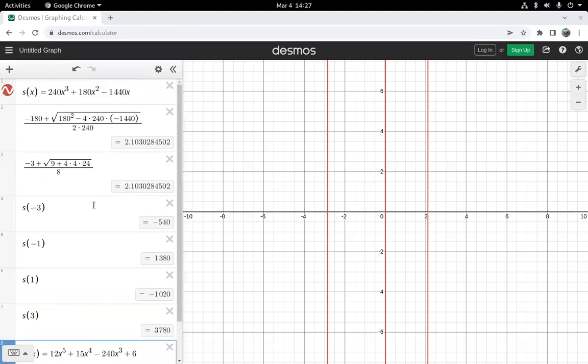So here I've already got some things in Desmos. I typed my second derivative. Notice I'm calling it S for second derivative. And I also typed in the quadratic formula. And I'm usually extra cautious with the quadratic formula with numbers like this.